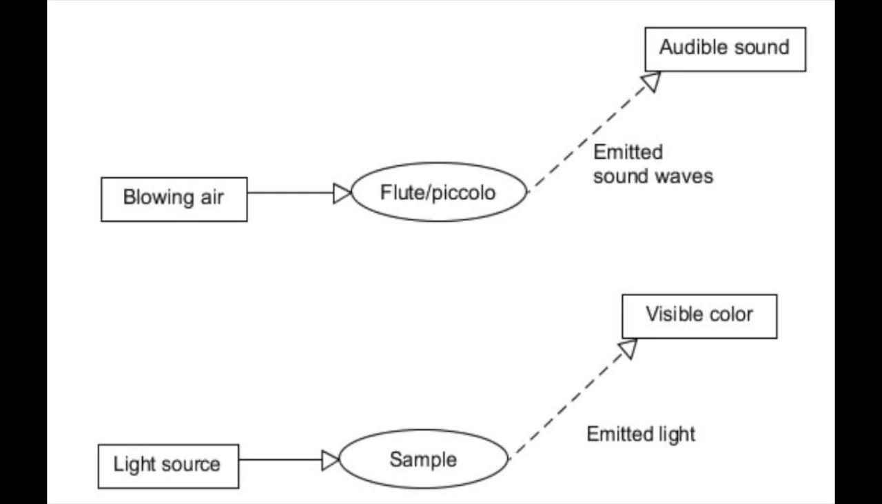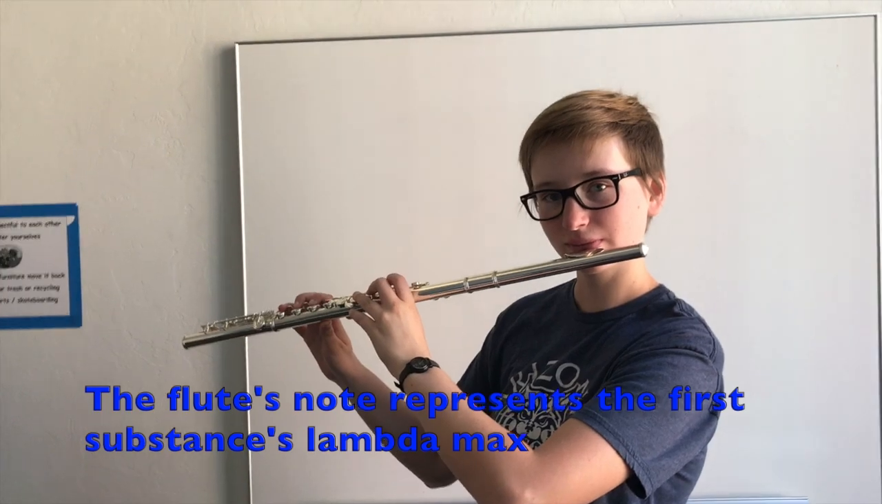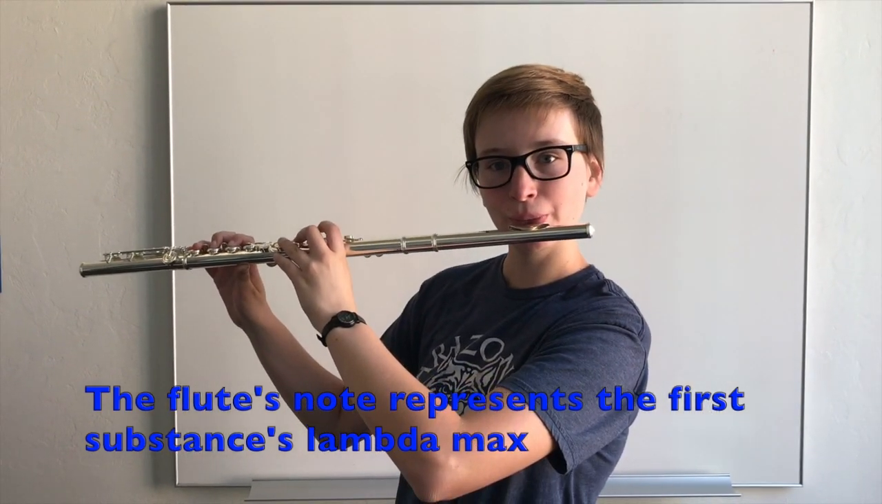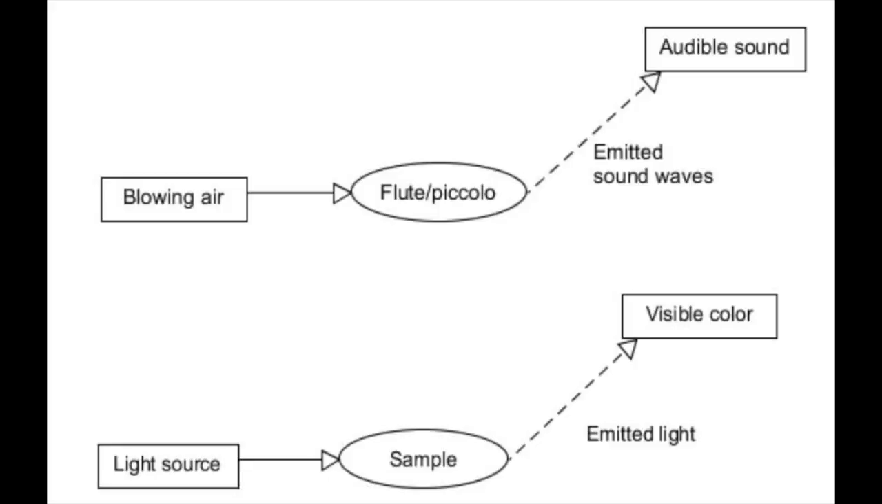This process can be modeled using sound waves instead of light. When someone plays the flute, they input a certain volume of air per second, which is analogous to a stream of light. This volume of air per second creates a certain pitch. This is the output of the system, or color.